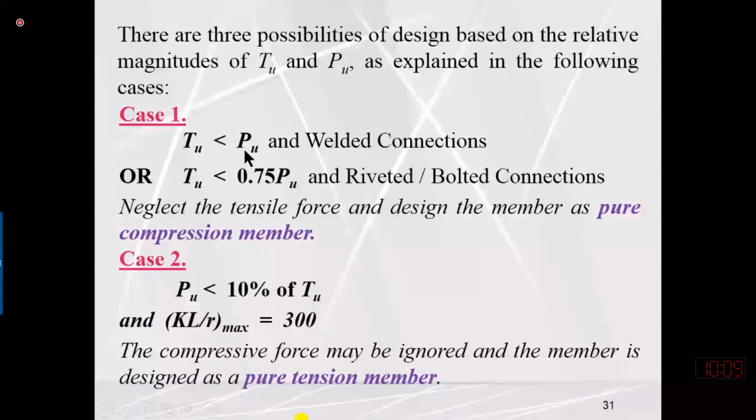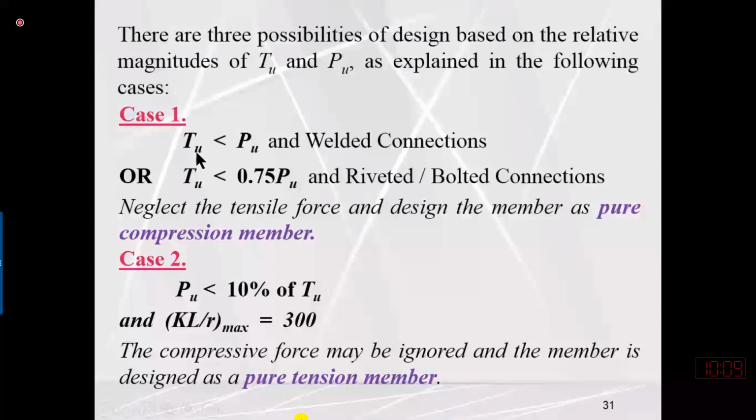But for the fastener type of connection, fastener meaning riveted and bolted, if the expected factored tensile forces are less than 75% of factored compressive forces, then this member will be designed as a pure compression member. Pure compression member means that we assume that the tensile forces are smaller, and if we are designing for the compressive forces, the same member will be sufficient to resist the tensile forces when it is subjected to them.